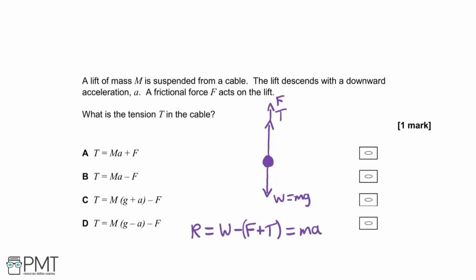So the resultant force is also equal to the mass times the acceleration. Now, if we make T the subject of this equation, we end up with W minus F minus ma. Now remember we said that W is equal to mg, so we can substitute that in.